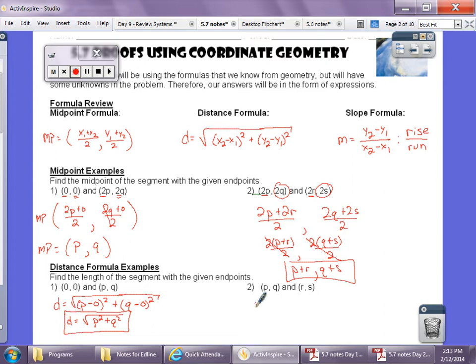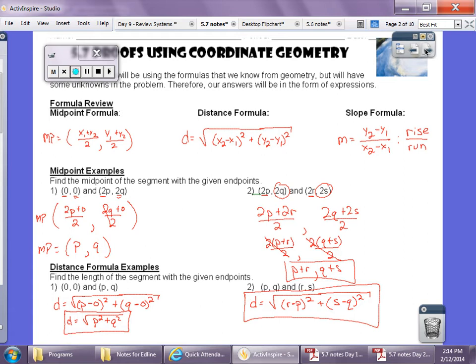For number 2, distance equals the square root of x2, which is r, minus x1, which is p, squared, plus our y2, s, minus q squared. And we're just going to leave it like that. We could do a few things to it, but we'll leave it as the distance right there. So that's the distance formula.